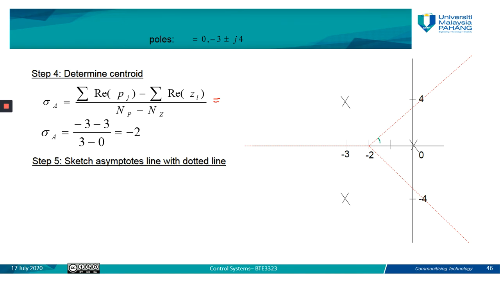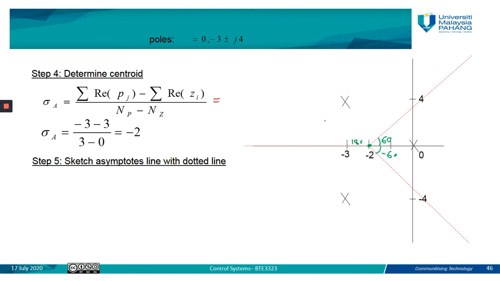One with the angle of 60 here, one with the angle of -60. The other one is on the real axis, so its angle will be 180. So these are the 3 asymptotes. After we draw the 3 asymptotes here and the angle of asymptotes, we find the centroid, which is -2, and we may highlight the part of the real axis.